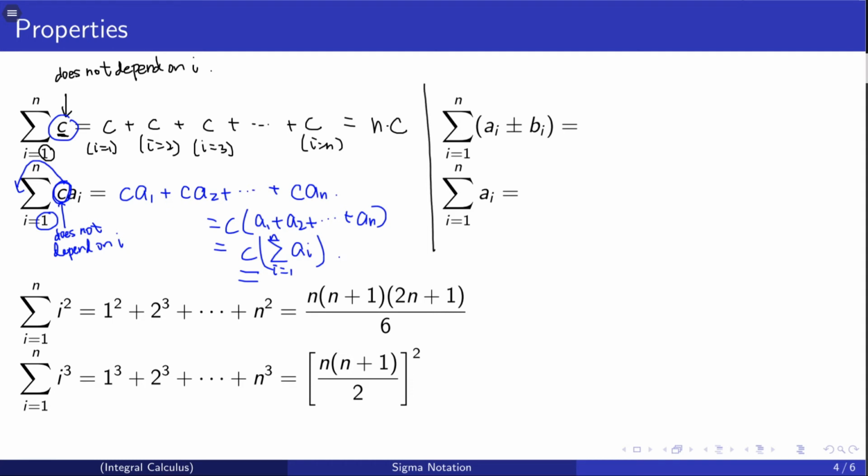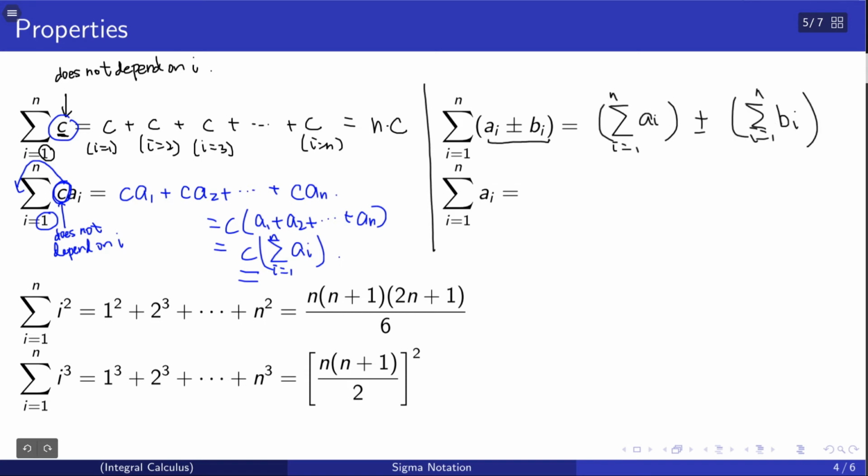If you have the sum of terms that are themselves sums or differences, it turns out you can break out the summation into two individual summations, one for a_i and one for b_i.